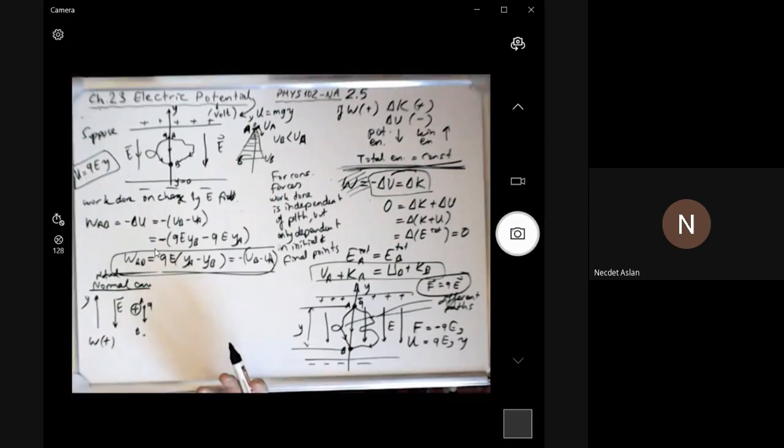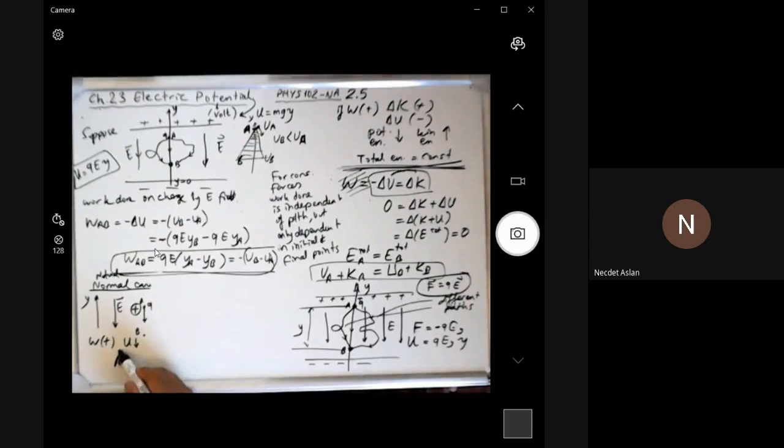So if we ask ourselves, is the electric field doing work on this charge? The answer is yes, or positive. You give a positive answer for this. And the potential energy reduces. Probably kinetic energy also increases, but we're not getting into the kinetic energy business yet. So the normal case is this. But now look what happens.